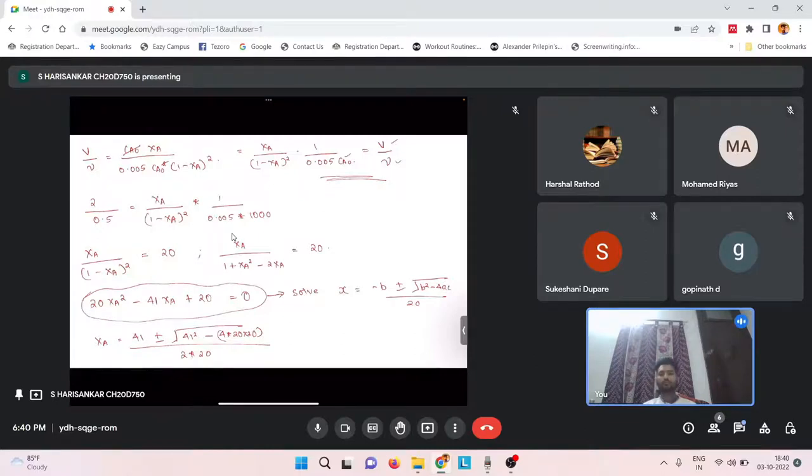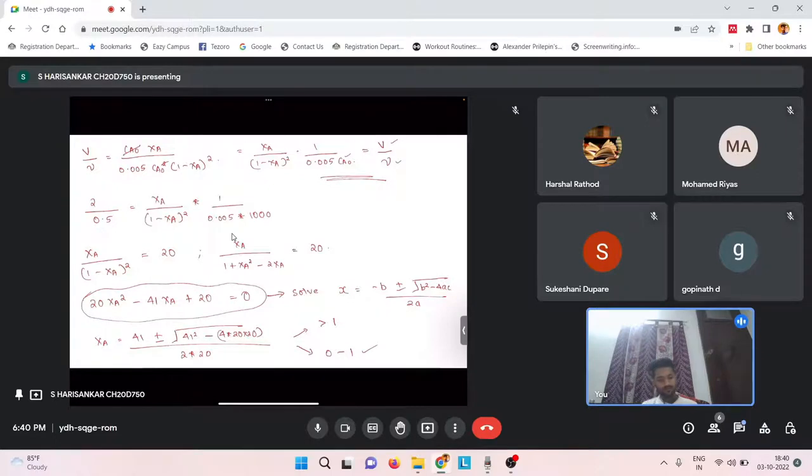And if we solve this, we'll get two values. So one value will be above 1. So XA will be, one value will be greater than 1, and one value will be between 0 and 1. And this is the value that we can choose.